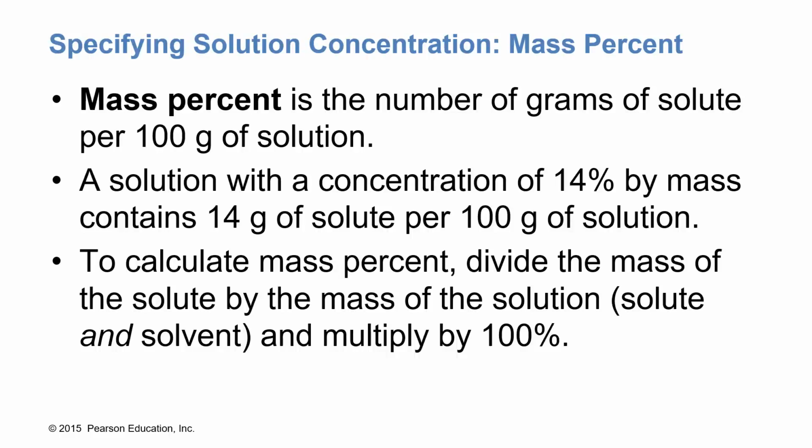So mass percent is the number of grams of solute per 100 grams of solution. A solution with a concentration of 14% by mass has 14 grams of solute per 100 grams of solution. To calculate mass percent, you divide the mass of the solute by the mass of the solution, which is both solute plus solvent, and multiply by 100%.